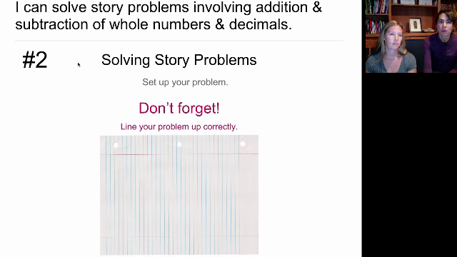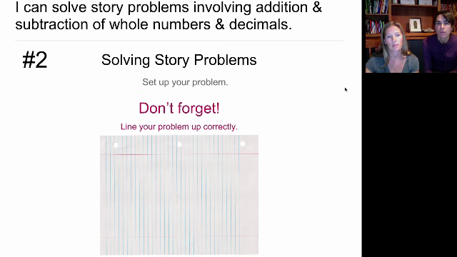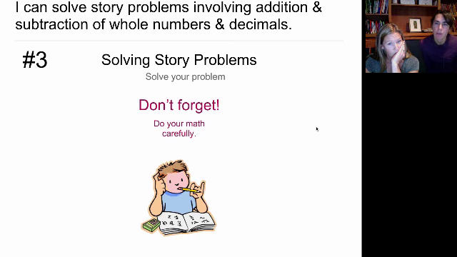So step number 1, decide what symbol you're going to use. Step number 2 is just setting up your problem. Once you realize what to do, write it down. And don't forget, you can turn your paper sideways again to line your problem up correctly. That's always helpful.